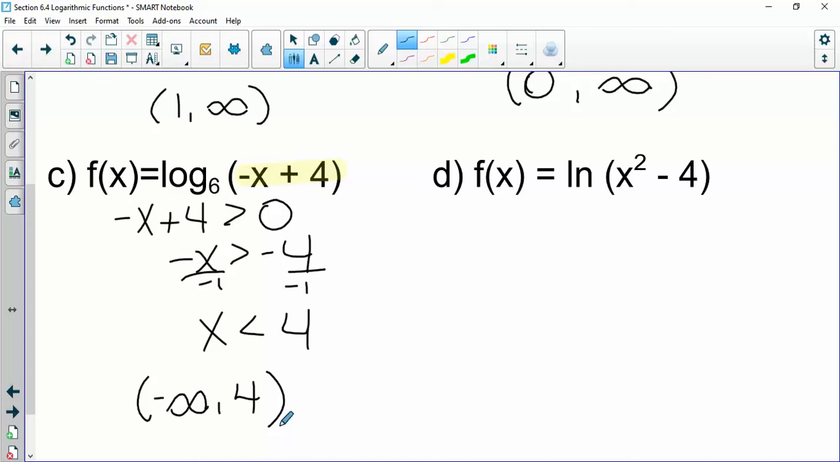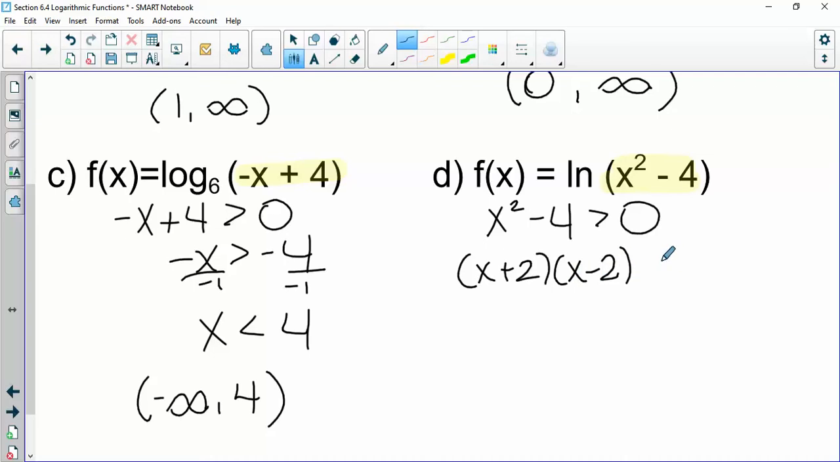All right, the last one is maybe a little bit trickier. My argument, x squared minus 4. That's a difference of squares. Okay, so that factors into x plus 2, x minus 2. So if you think about the graph, that means it hits the x-axis if you set each of these equal to 0 at negative 2 and positive 2.